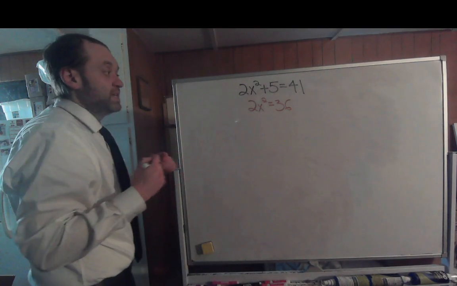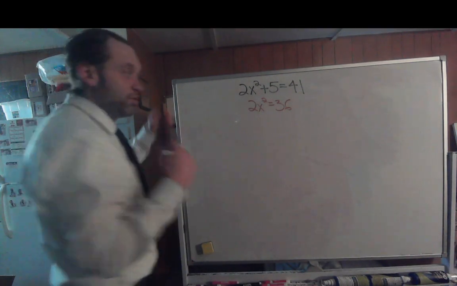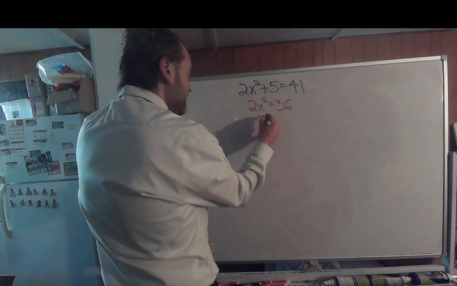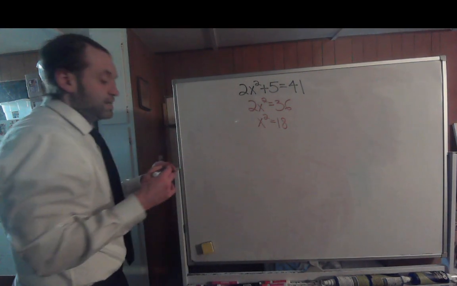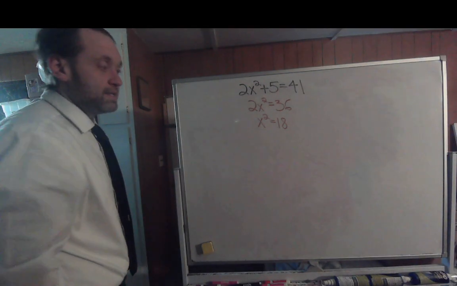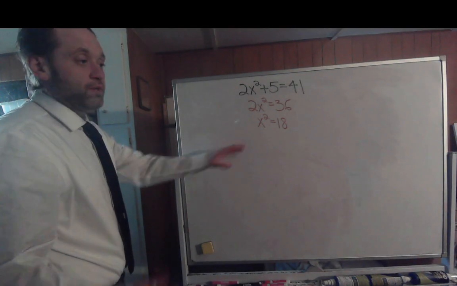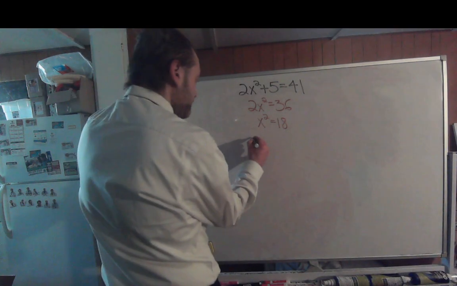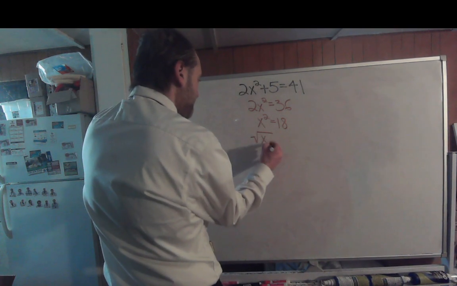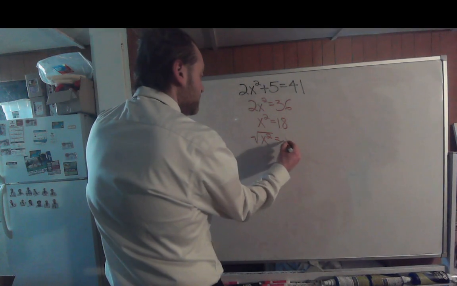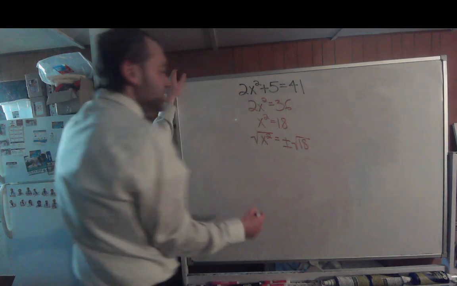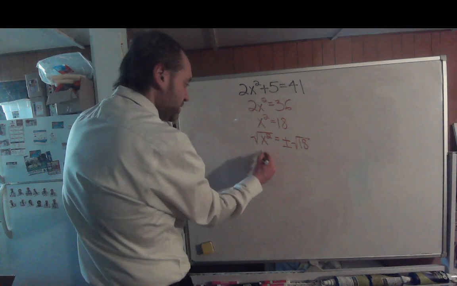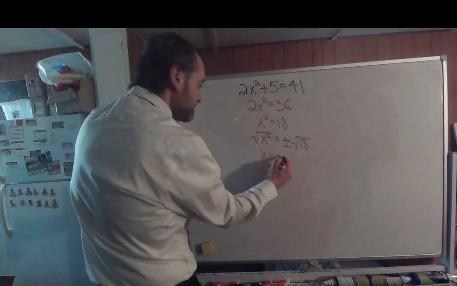Now we just want to get the x squared by itself, so divide both sides by 2. You'll end up getting x squared is equal to 18. Now, of course, we can go ahead and solve for x by taking the square root of x squared. Set that equal to both plus and minus the square root of 18. So square root of x squared is equal to x. That would equal plus and minus.